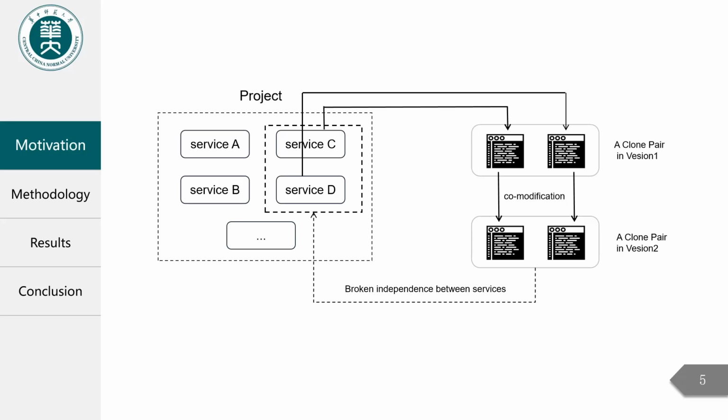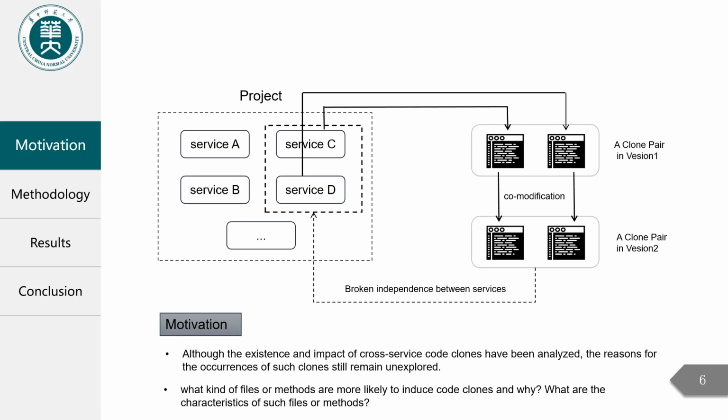services. Although we have known the existence and impact of cross-service code clones, the reason for the occurrence of such clones still remains unexplored. So we try to figure out what kinds of files or methods are more likely to introduce code clones and why. What are the characteristics of such files or methods?